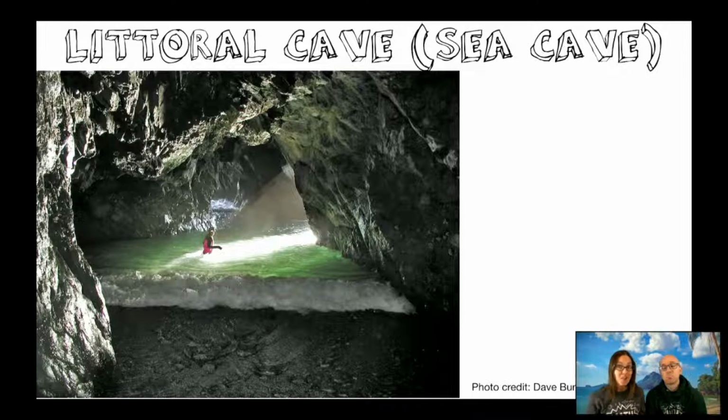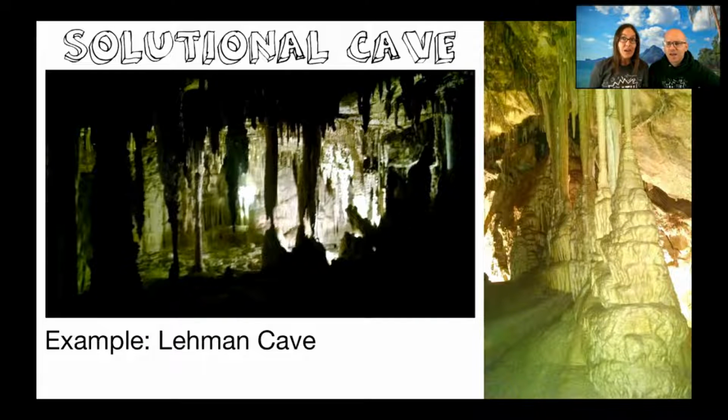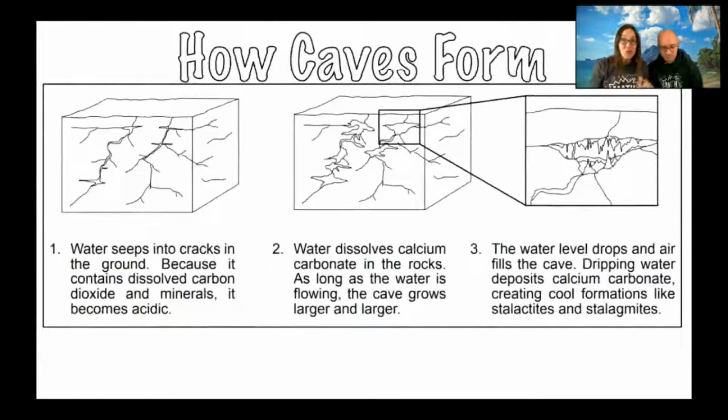But the most common type of cave is a solutional cave, and that's formed because carbon dioxide mixed with water makes carbonic acid, and carbonic acid will dissolve limestone. So if you have limestone and you have groundwater coming through it, it will naturally form a cave. Now that's got to take a long time, right? It does take a long time. Caves do not form overnight, but they do form, and as they form, something really cool happens.